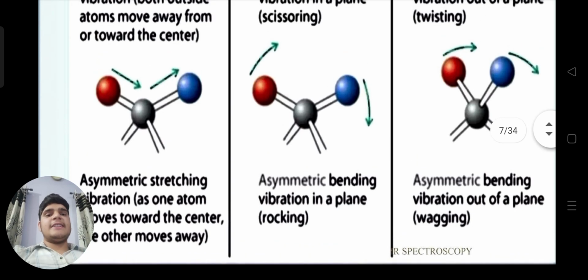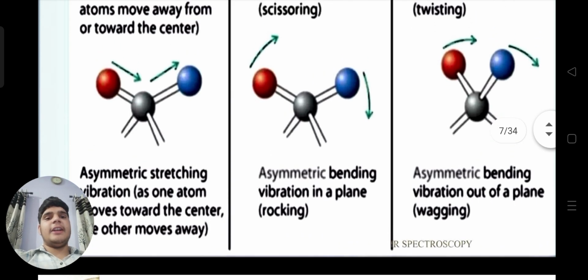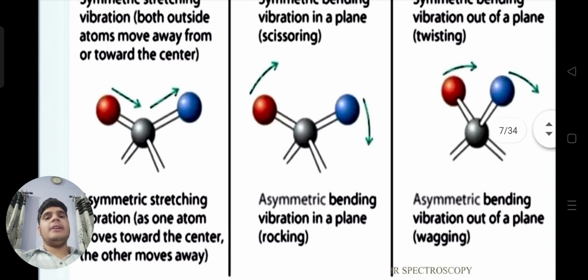Third one is asymmetric stretching. Asymmetric stretching vibration is where one atom moves towards the center and the second one moves away. Here we see that the red one is moving towards the center and the blue one is away from the center. Asymmetric bending, vibration in a plane, is also known as rocking, in which both the atoms move in a clockwise direction. Asymmetric bending, vibration out of a plane, is also known as wagging.